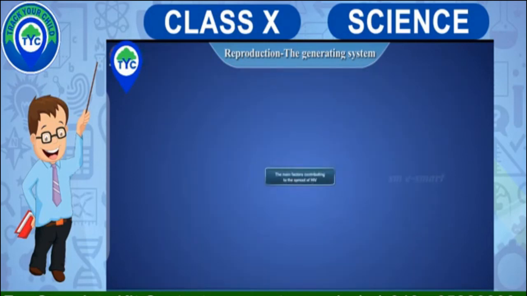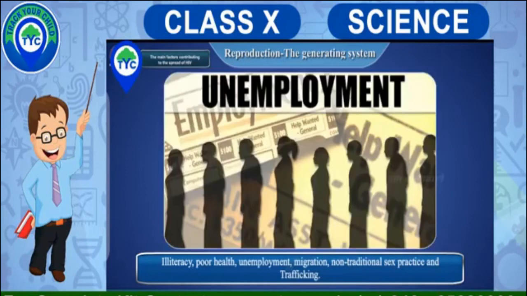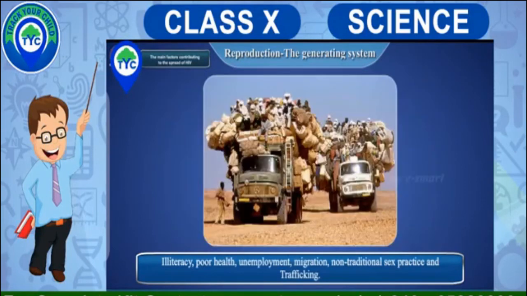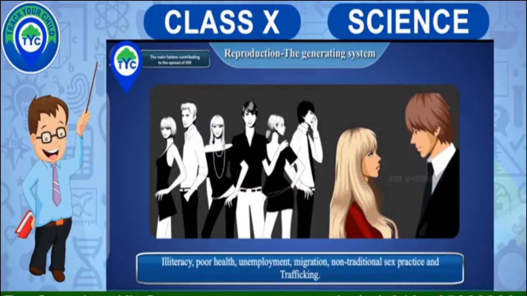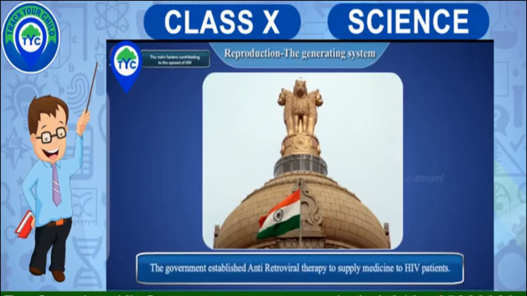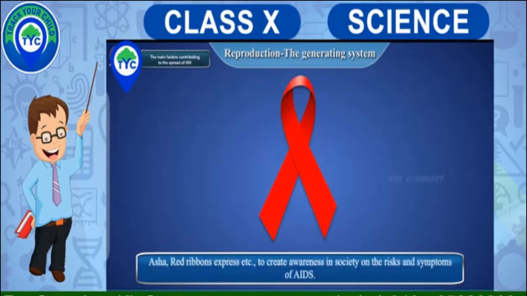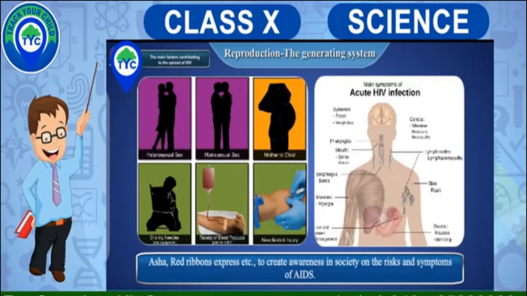The main factors contributing to the spread of HIV: illiteracy, poor health, unemployment, migration, non-traditional sex practice, and trafficking. The government established antiretroviral therapy to supply medicine to HIV patients. ASHA, Red Ribbon Express, etc. were started to create awareness in society on the risks and symptoms of AIDS.